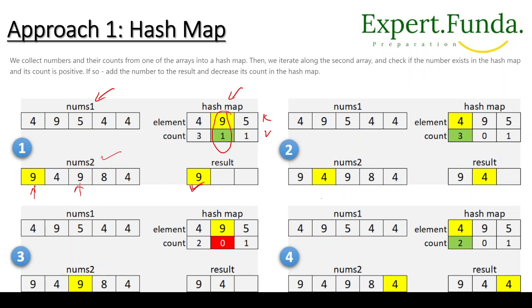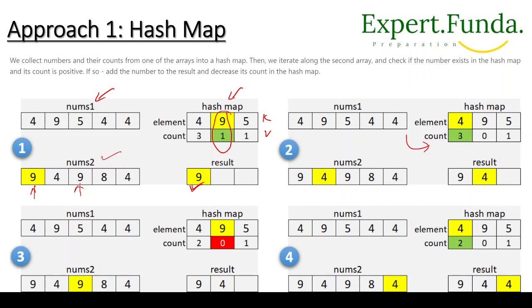Wait, so when we are going to see the first time, right? So this element will look like this, right? 495, 495 in this case, right? So 4 is coming 3 times, 9 is coming 1 time, and 5 is coming 1 time, right? So nums2 contains 9, and that's why both have 9, so the result will contain 9.